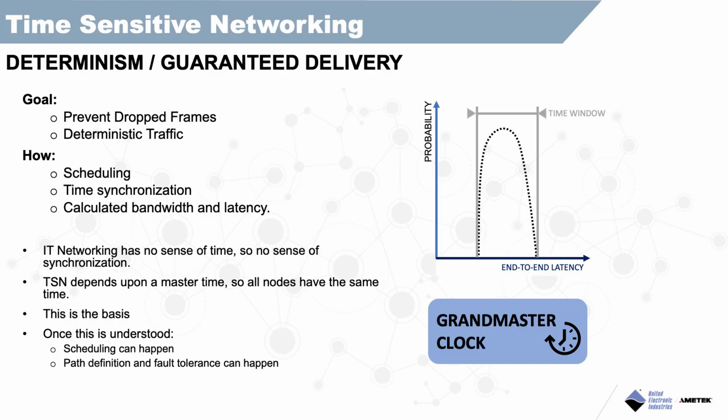Well, all that sounds good, but the goal is to prevent dropped frames and allow deterministic traffic. How it works is through scheduling, time synchronization, and calculated bandwidth and latency. IT networking has no sense of time, so no sense of synchronization. TSN depends on a master time, so all nodes have the same understanding of that time. This is the basis. This allows everything to be coordinated. Once this is understood, scheduling can happen, path definition, and fault tolerance can happen.